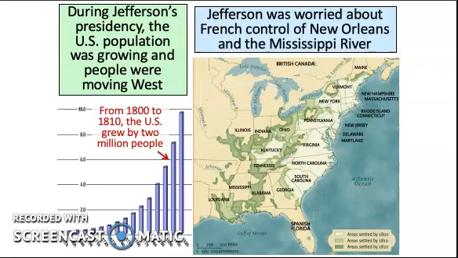But Jefferson was worried about French control, especially of New Orleans and the Mississippi River. The French had just recently gained control of New Orleans. They'd taken it over from the Spanish, and they could potentially close down access to that very important port at the bottom of the map, and really shut off the economic access to those people across the Appalachians. And we talked about why that was important when we talked about Pinckney's Treaty and what was called the right of deposit in New Orleans.